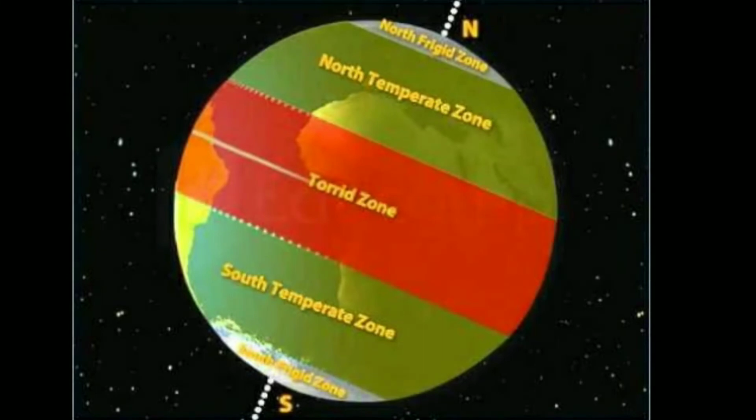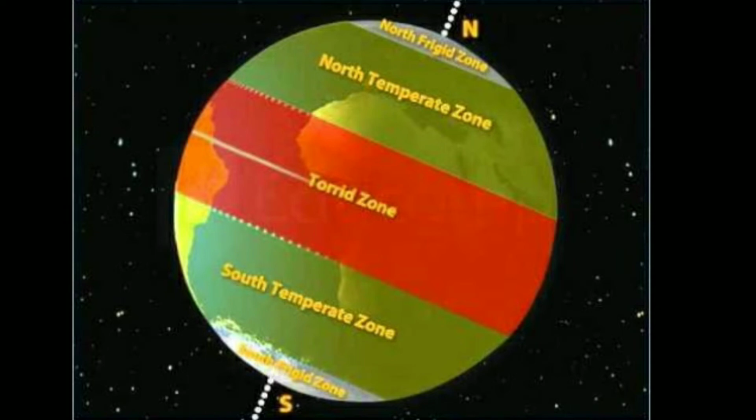The earth is divided into temperature zones according to the amount of heat they receive. Number 1, the torrid zone. Number 2, the temperate zone. Number 3, the frigid zone.